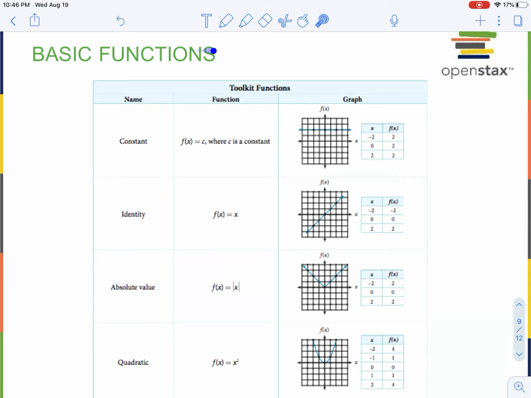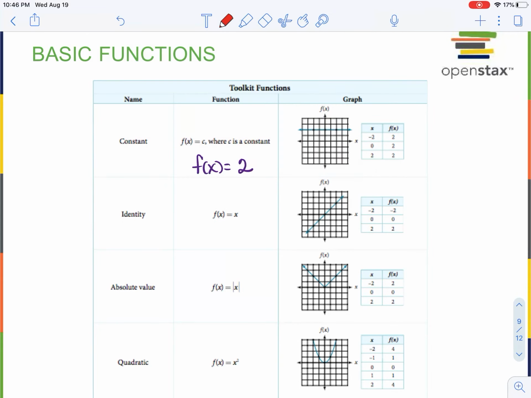All right, so now we're going to talk about some basic functions and their graphs that we will talk about throughout this course. We have your basic constant. A constant is a function where it's just a number, such as, let's say, f of x equals 2, since that's what's graphed over here. So there are no variables, there's just a number.